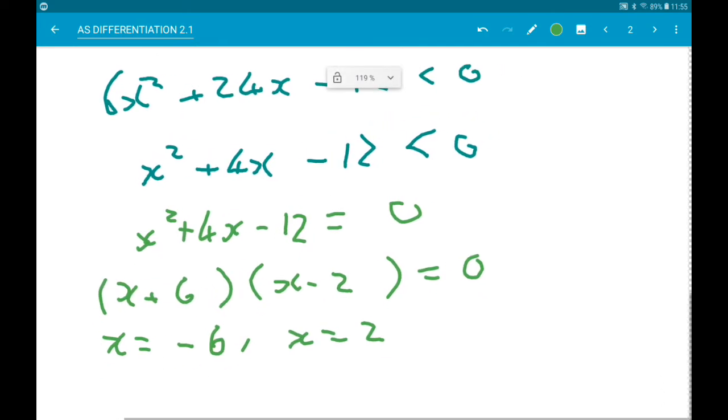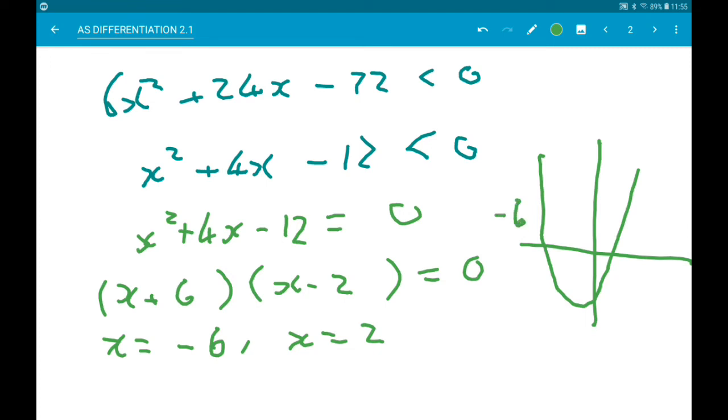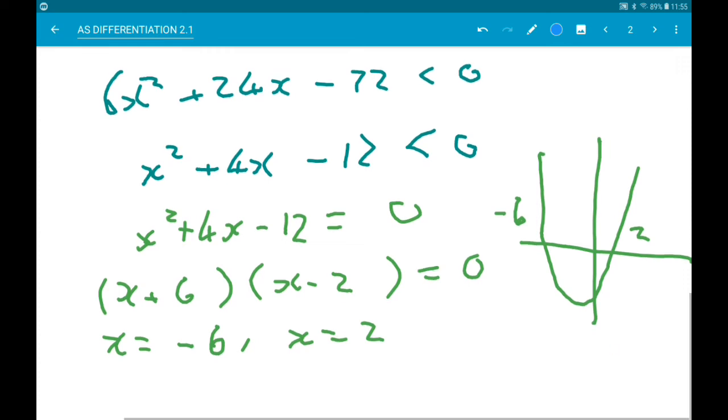Now if we sketch the graph, we now know it's going to look something like that, where this is minus 6 and this is 2. Now, we are interested in the region below the x-axis. So, our answer is x is greater than minus 6 but less than 2.